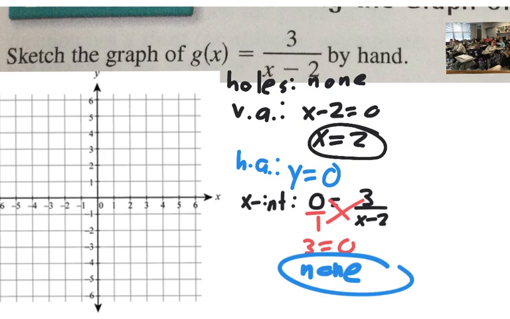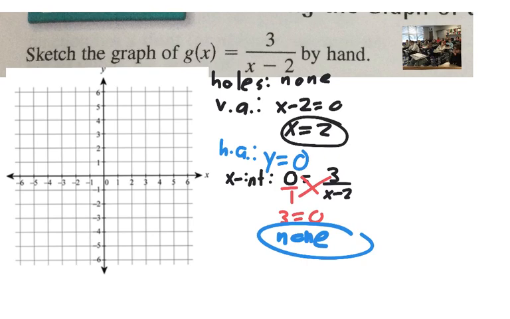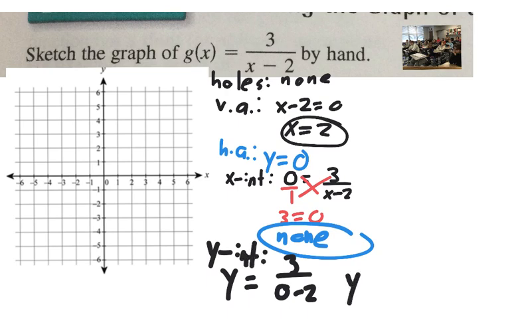Okay? Next, y-intercepts. I'm going to plug in 0 for x. So that's going to tell me y equals 3 over 0 minus 2. So again, I should have written y-intercepts. Y equals 3 over negative 2, which means negative 1.5 is a y-intercept. So it crosses the y-axis at negative 1.5.